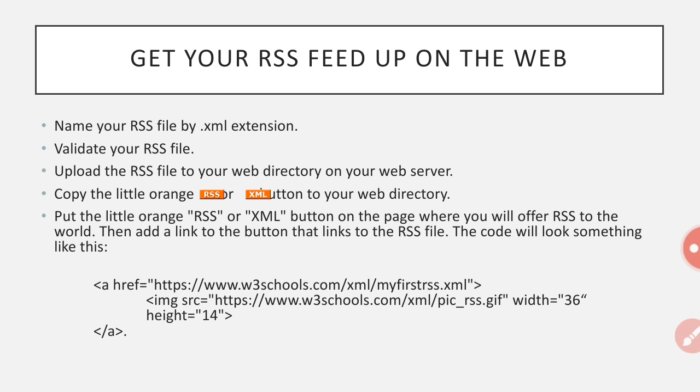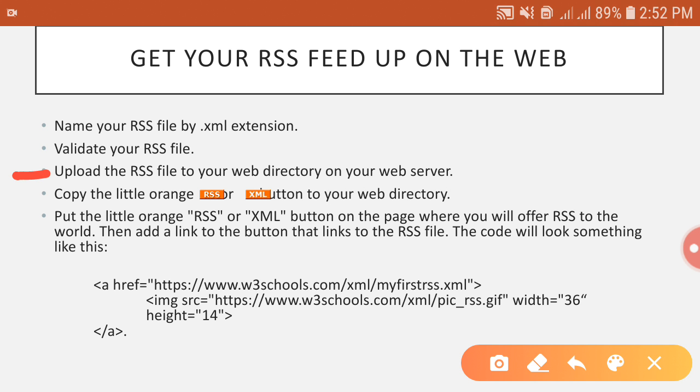Second step is validate your RSS file using a good validator. First step is name your RSS file. The RSS file must have .xml extension. Then validate your RSS file using a good validator. Third step is upload the RSS file to your web directory on your web server. Okay, upload your RSS file to your web directory.